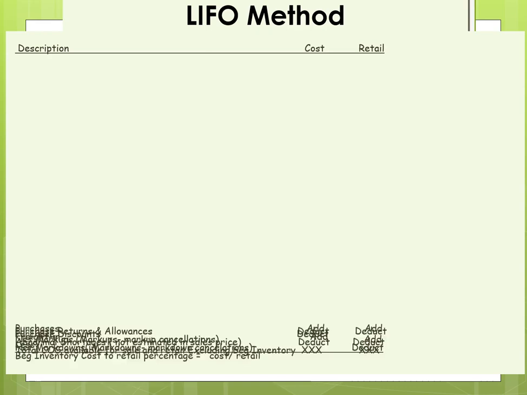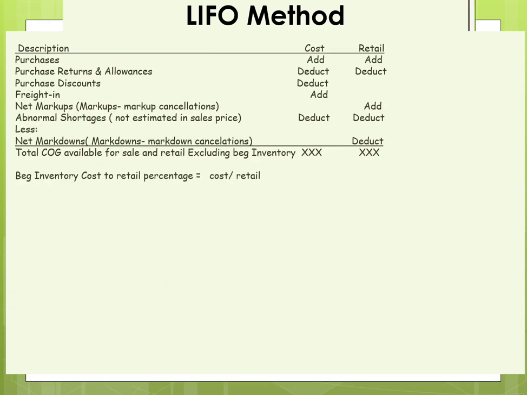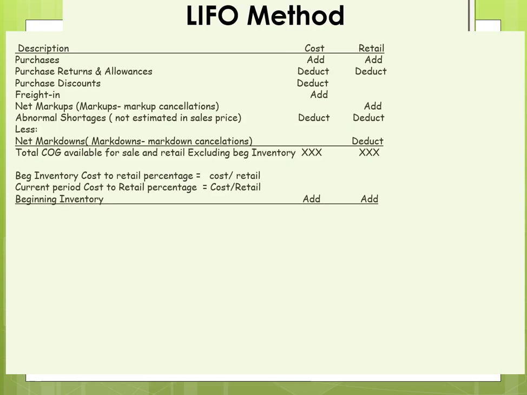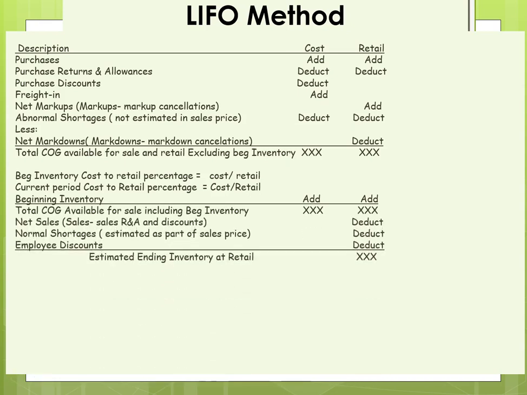So here's how it would work. You would add in all the costs, but don't include beginning inventory, and calculate the ratio for beginning inventory, which is cost to retail, and the ratio for the current period based on current year activity. We're going to use both of those at the end. We're going to add beginning inventory to get our total cost of goods available for sale. We're going to subtract out our net sales, normal shortages, and employee discounts. Those are always after the percentage.